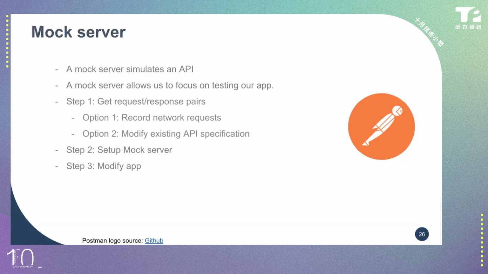So you just use your request response pairs to set up a mock server, and then you would get a URL which you can use to access that mock server. In this case, we would also need to modify our application to change the base URL to our mock server, and maybe also have some additional modifications.